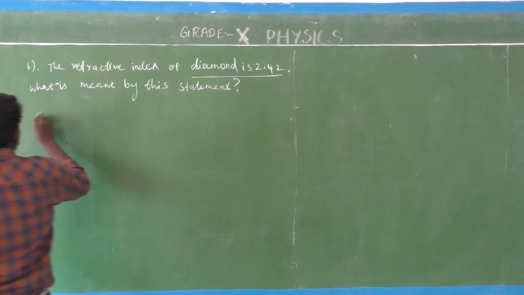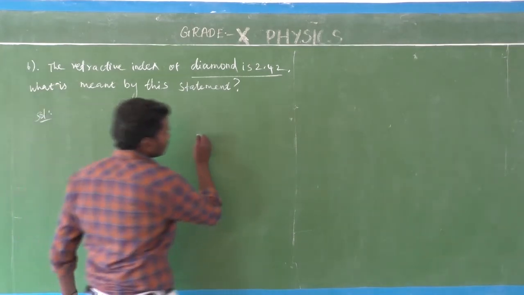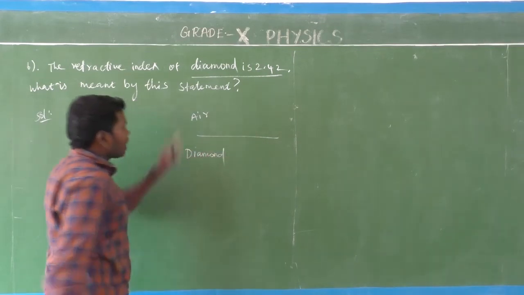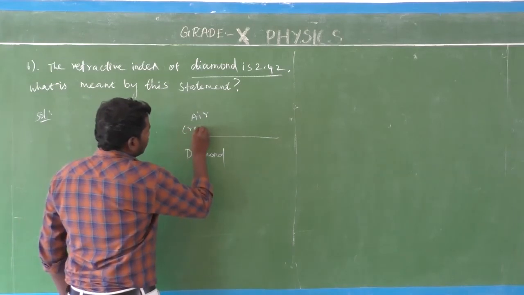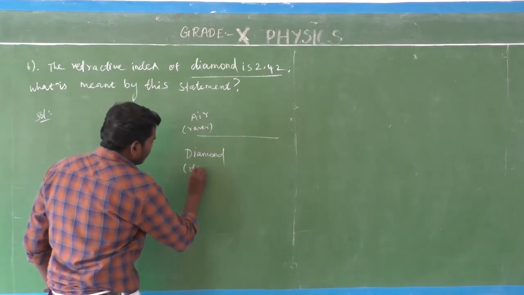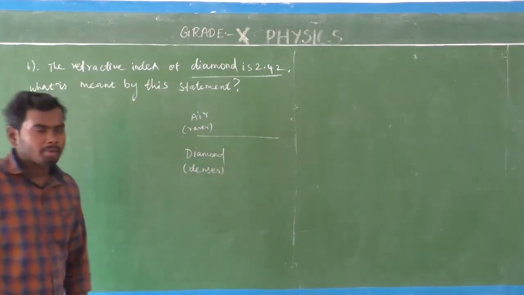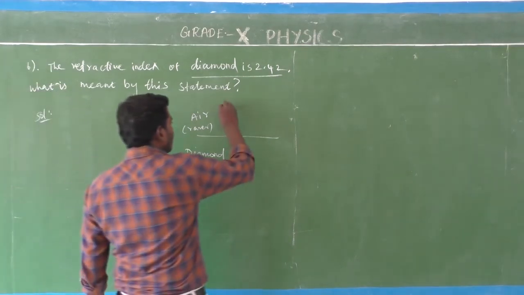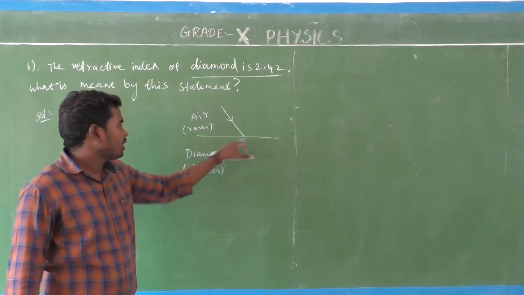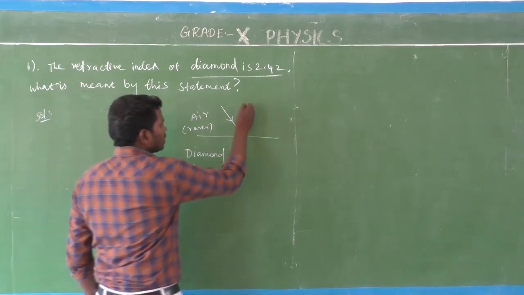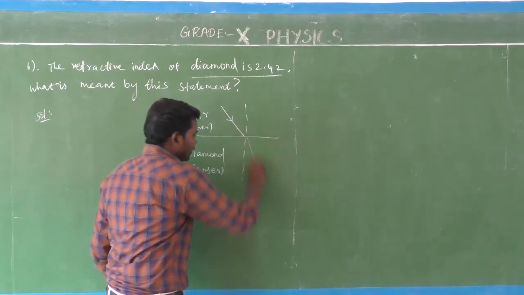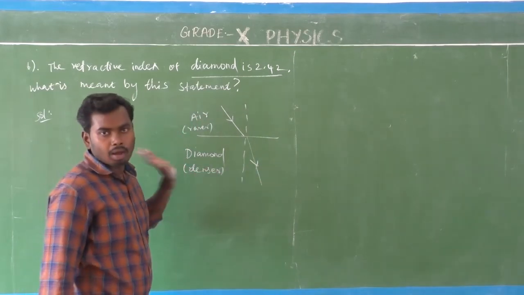So I am going to draw this diagram. Listen here. So this is air medium, this is diamond medium. Air is the rarer medium, which means less density compared to diamond. So this is the denser medium, which means more density compared to air, isn't it? So a light ray falls on the surface of the diamond obliquely. Draw one normal. When light goes from an optically rarer to denser medium, speed decreases, so the refracted ray will move towards the normal, isn't it?